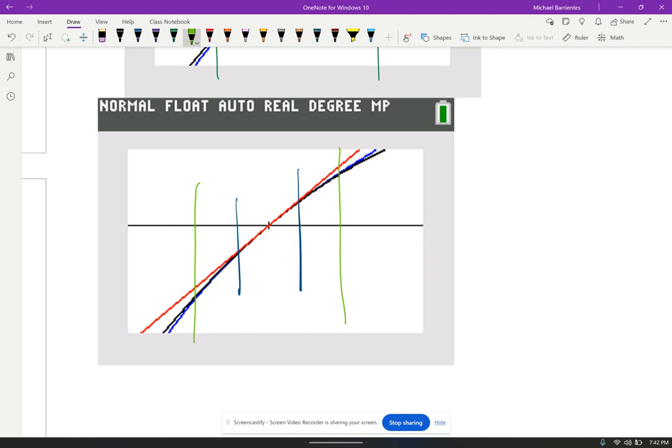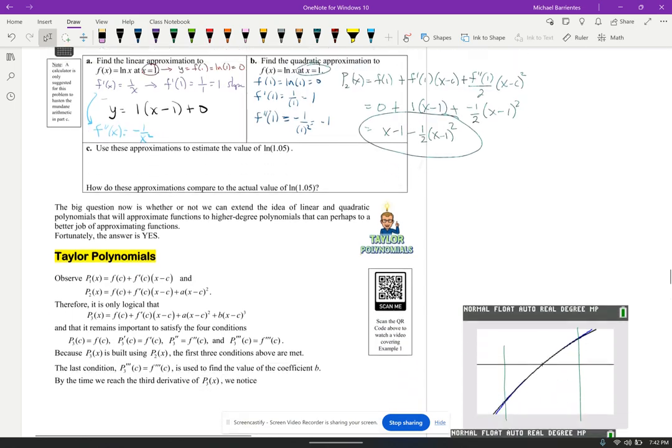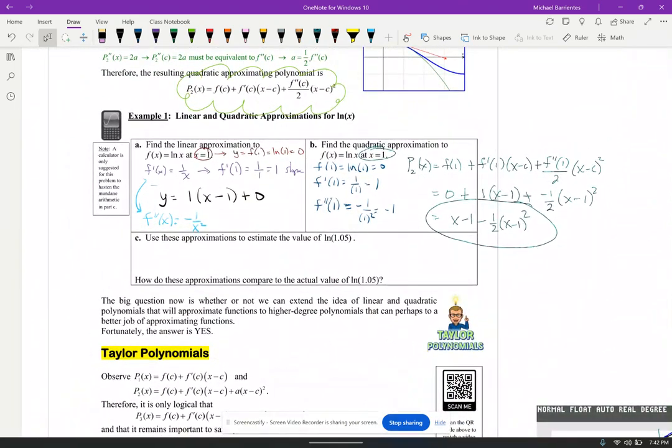And so the idea is, can I continue to do that? And that's what we're going to explore in the next couple of videos: can we create better and better approximations by just continuing to take derivatives and adding more terms in my polynomial? And we'll come back in the next part and we'll introduce formally Taylor polynomials as a way to approximate a function.